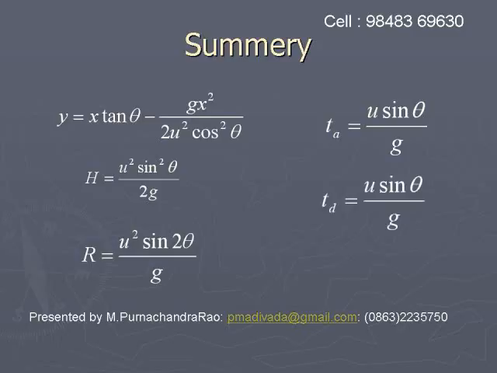The time of ascent ta is equal to u sin theta by g. The time of descent td is equal to u sin theta by g. And the time of flight capital T is equal to 2u sin theta by g.